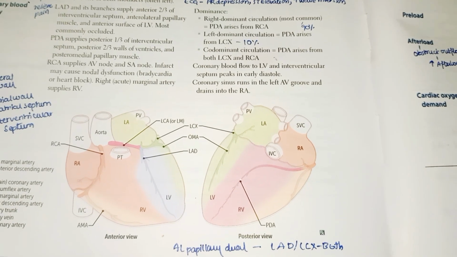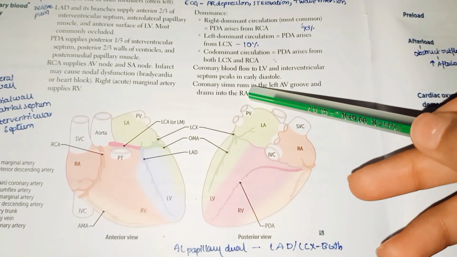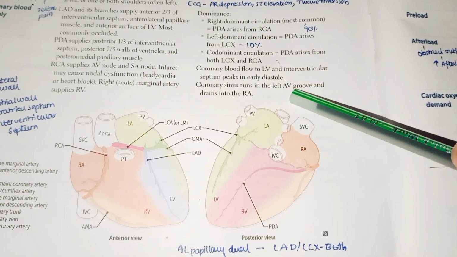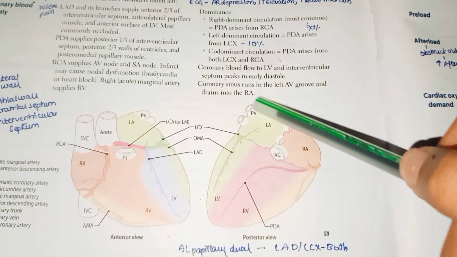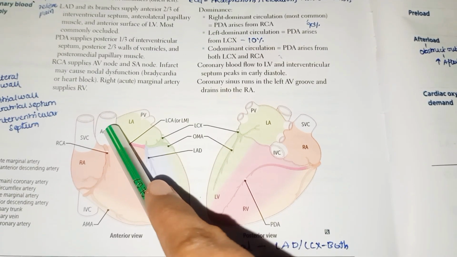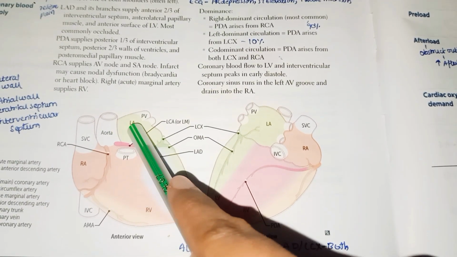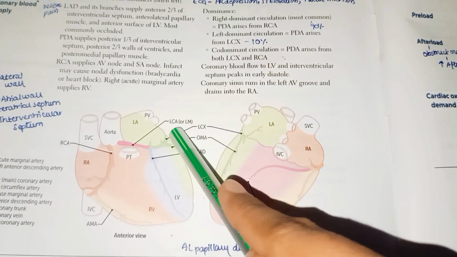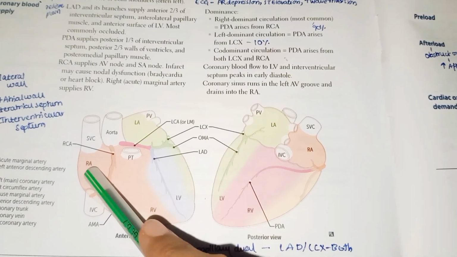Next coming to the coronary sinus. The coronary sinus runs in the left atrioventricular groove and drains into the right atrium. So this part is called the coronary sinus. Here it runs in the left atrioventricular groove and it drains into the right atrium.